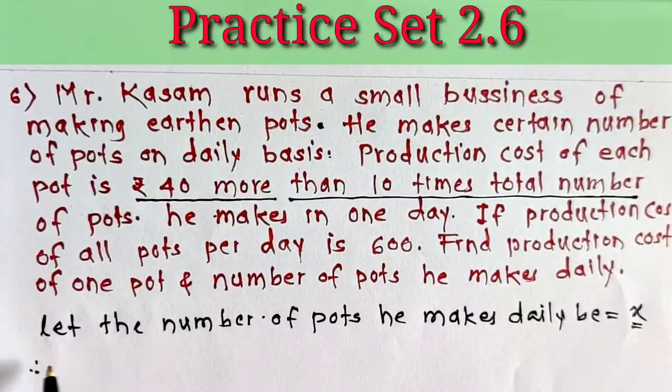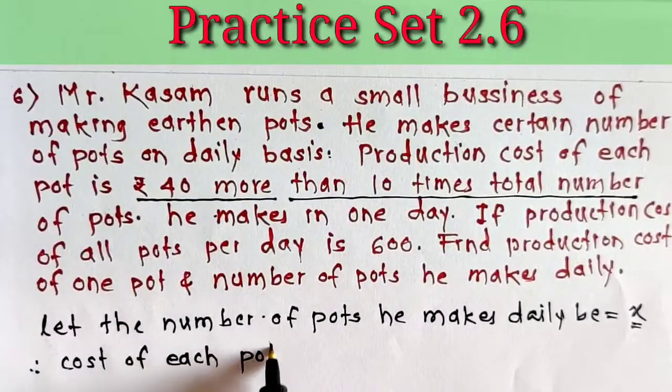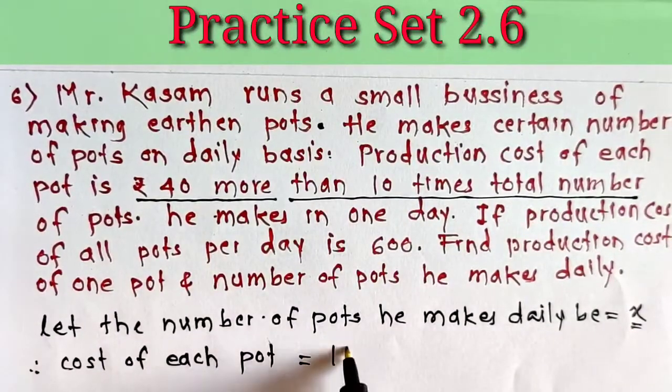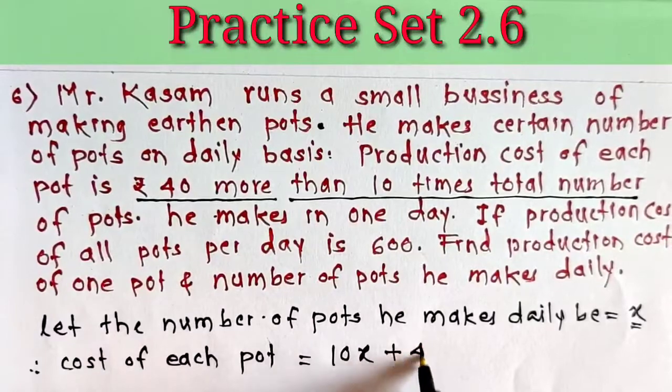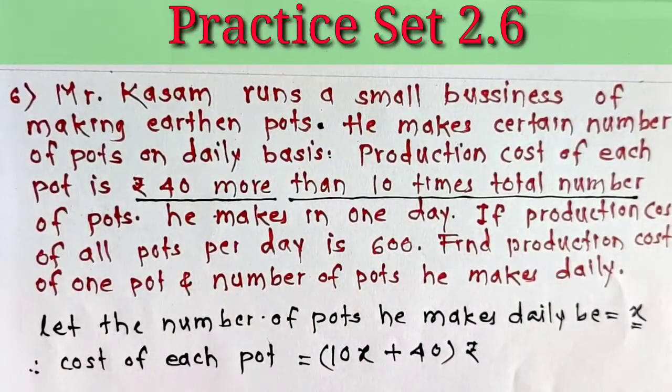Therefore, the cost of each pot is equal to, what is the condition? Rupees 40 more than 10 times the number of pots. 10 times the number of pots is 10x. And rupees 40 is more, means plus 40 rupees. So this is the cost of each pot.